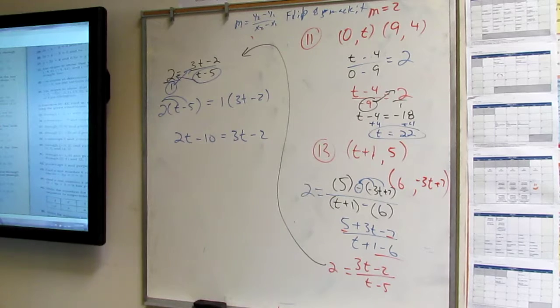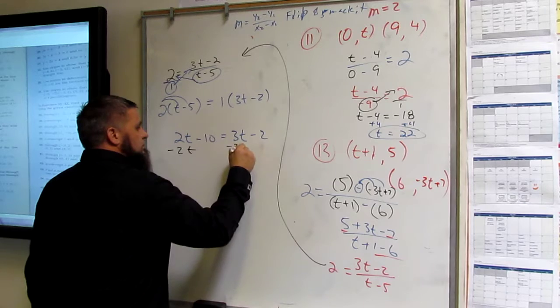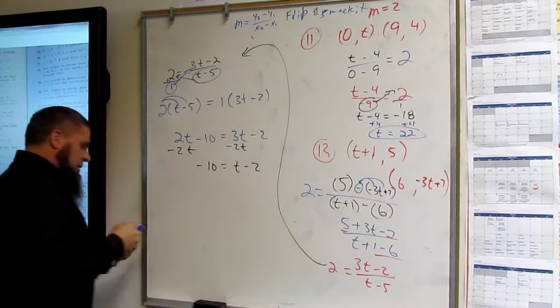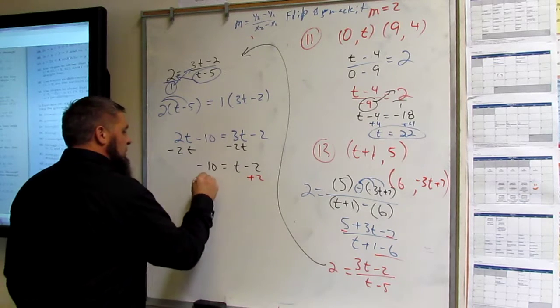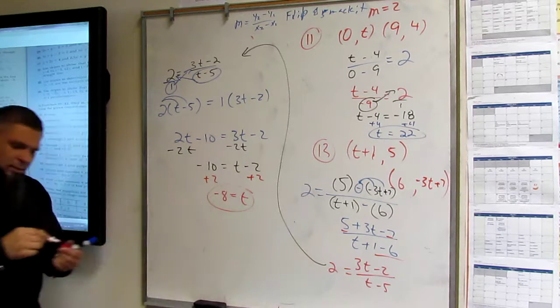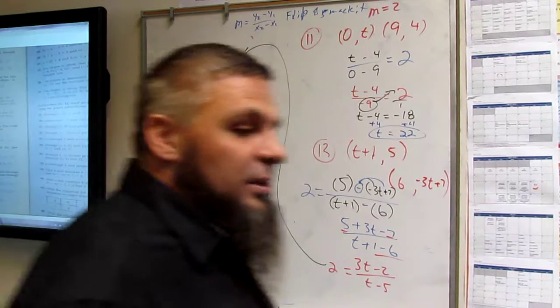So now what do I do? You've got to move your lowest t, right? Subtract 2t. So negative 10 equals t minus 2. Then what? Add 2. Negative 8 equals t. That's it. That's it.